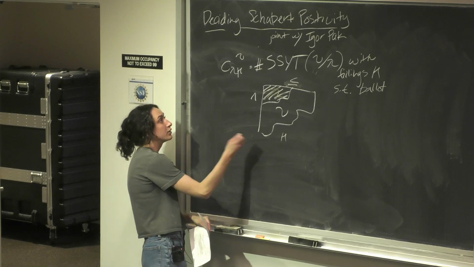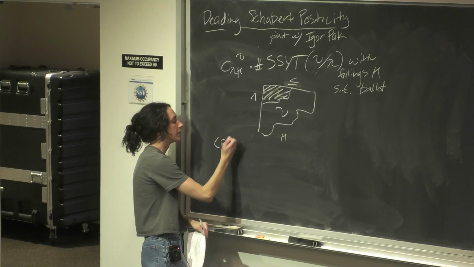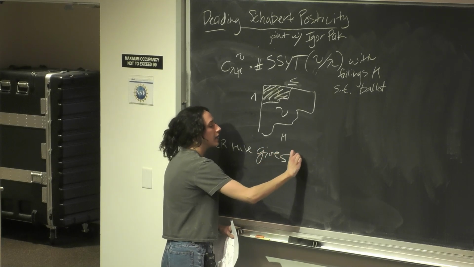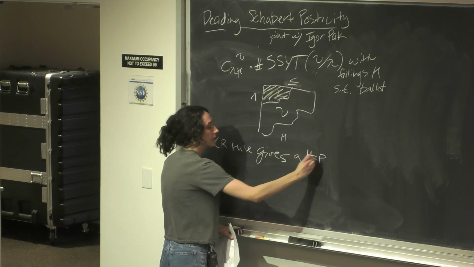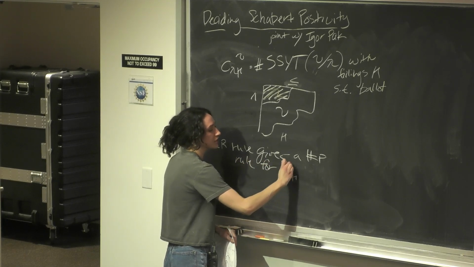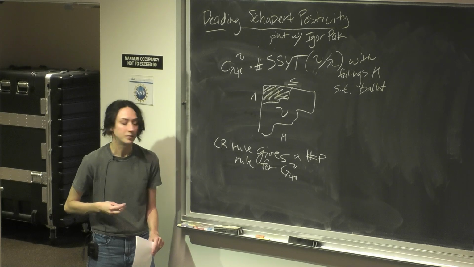So the Littlewood-Richardson rule gives a sharp P rule for our Littlewood-Richardson coefficients. Okay.